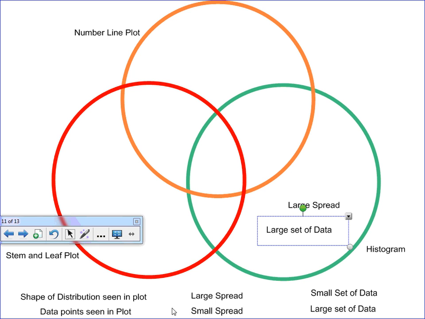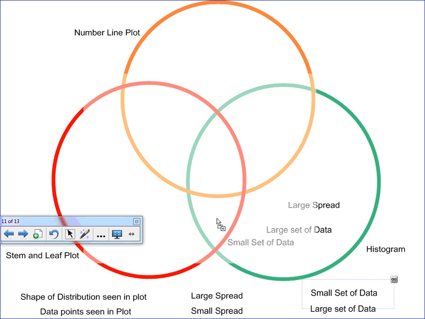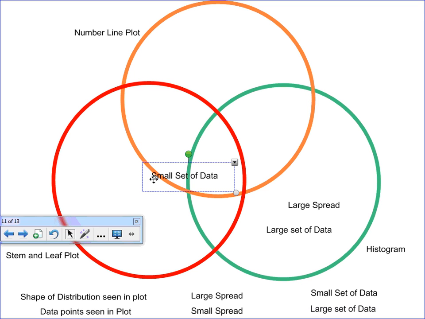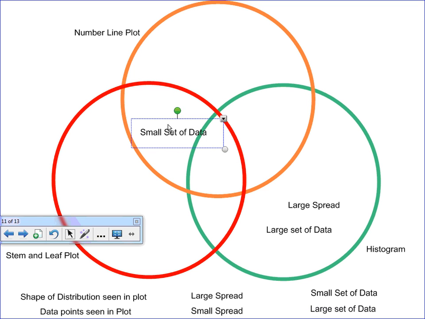Okay? Small spread, or let's see, a small set of data, that works really well if we have a number line plot or if we have a stem and leaf plot. So we can put that right in the center of those. Okay? So what I would ask you to do is just to fill in the rest of these. You've got this big chart. Which ones of the various pieces do these words represent?